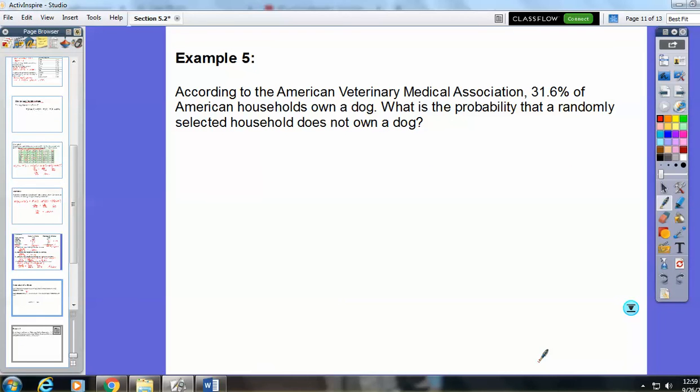According to the American Veterinary Medical Association, 31.6 percent of American households own a dog. What is the probability that a randomly selected household does not own a dog? So the probability that they do not have a dog, would that be the complement of having a dog? Because you either have a dog or you don't. There's no other option. So to find that, we just have to do 1 minus the probability that you do have a dog, because they are complements.